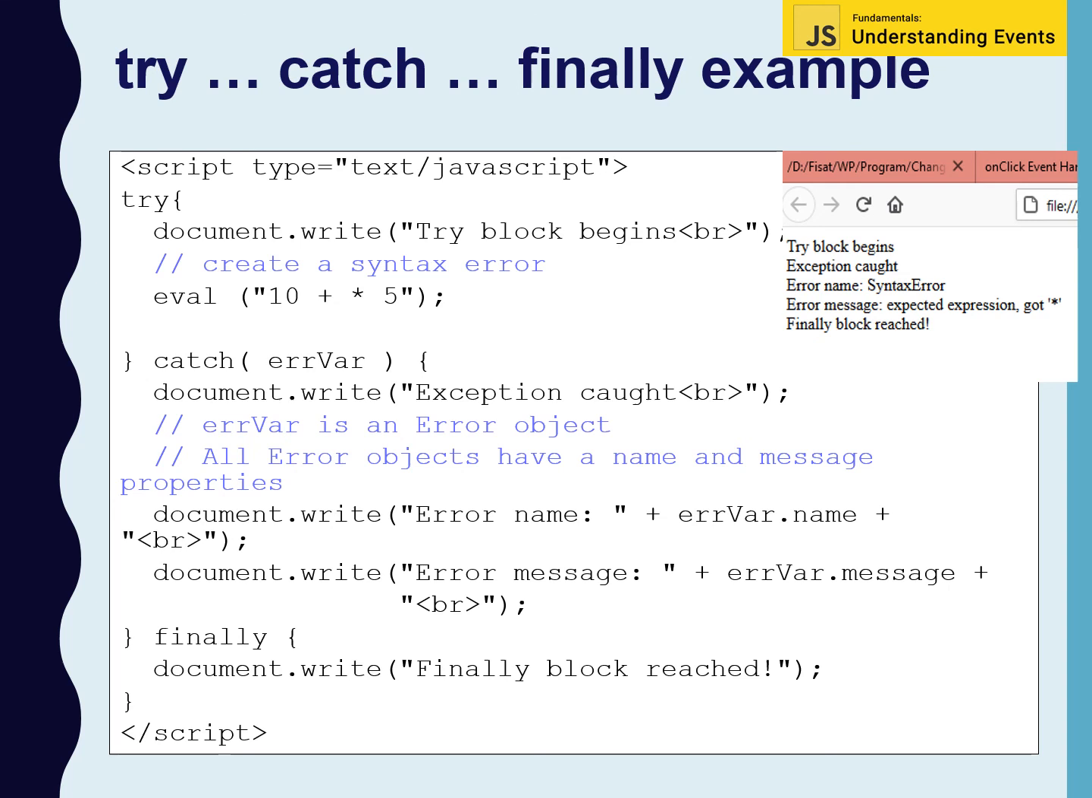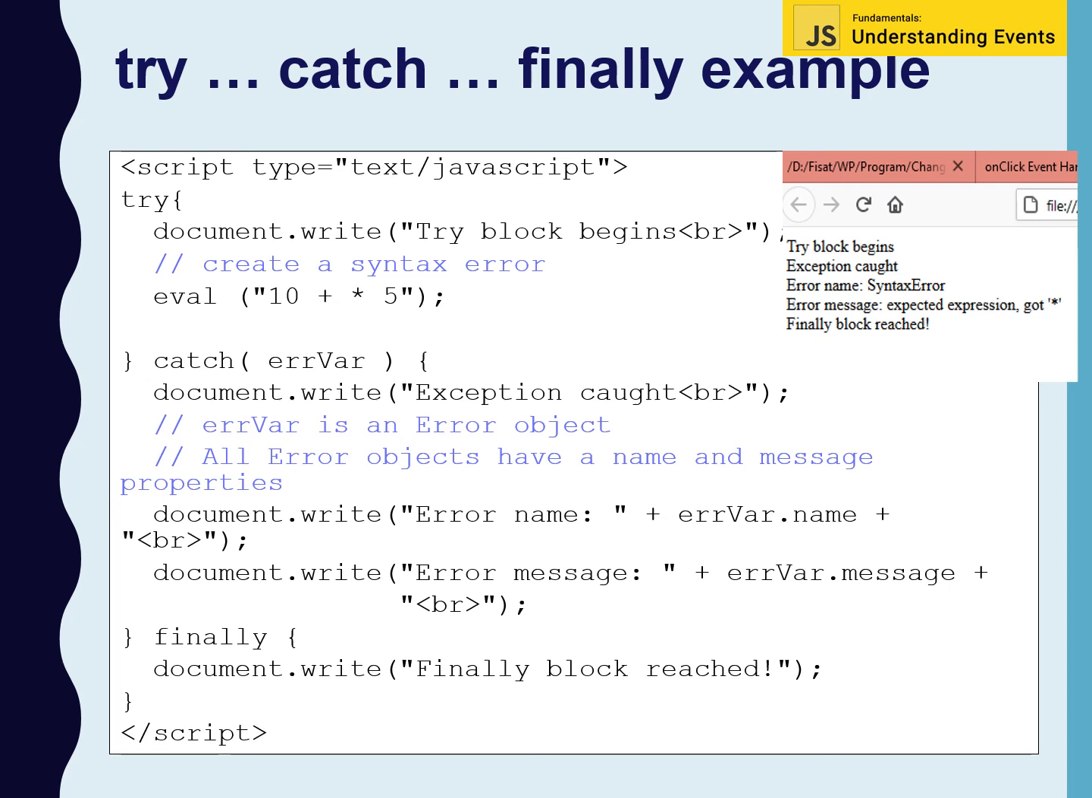So what happens here is an exception will be thrown, and that exception will be handled by the corresponding catch block. Inside the catch block, with the error variable specified, document.write of exception caught. Then document.write of error variable.name plus br. Then document.write error message plus error variable.message plus br.